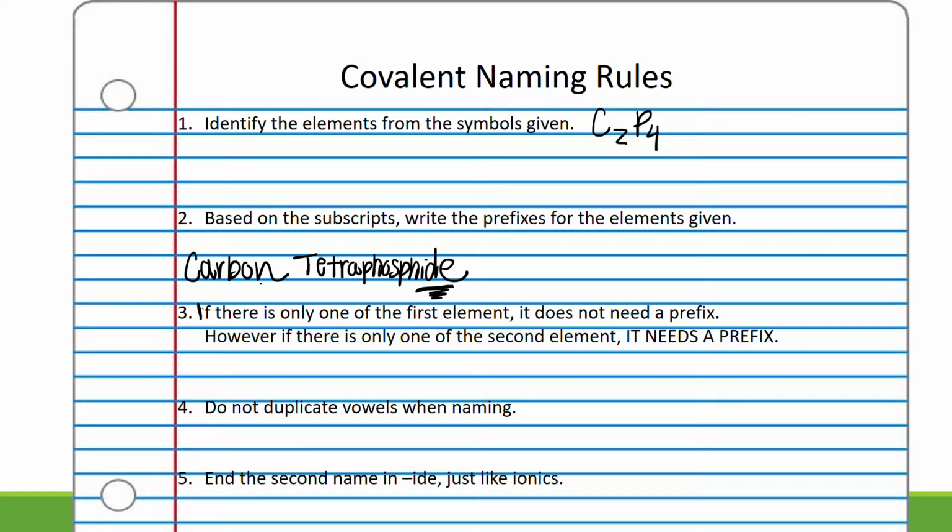However, if there's only one of the second element, it needs a prefix. So that is similar to carbon monoxide. You don't say carbon oxide. It's carbon monoxide. Okay, here's another thing. Do not duplicate vowels when naming. So when you're saying carbon tetraoxide, you don't need to say tetraoxide. You can just say carbon tetroxide. It's just listening and hearing whether there are two vowels in there. Just say carbon tetroxide. Okay, and last one, if the second name is "I", just like ionics, as I said earlier.